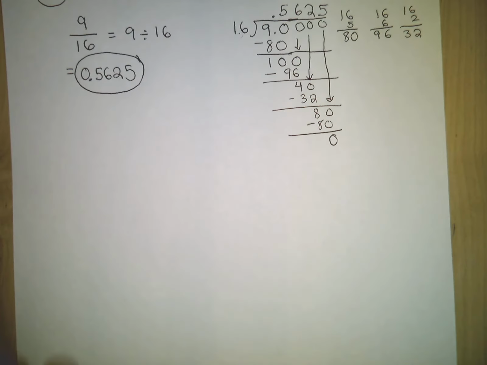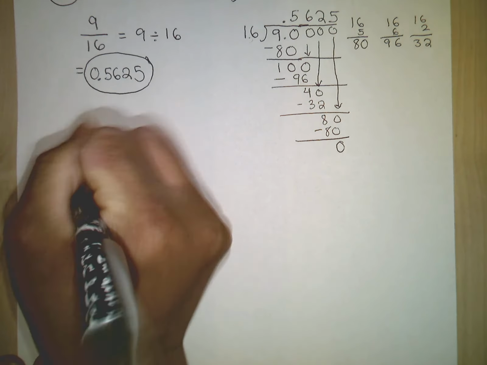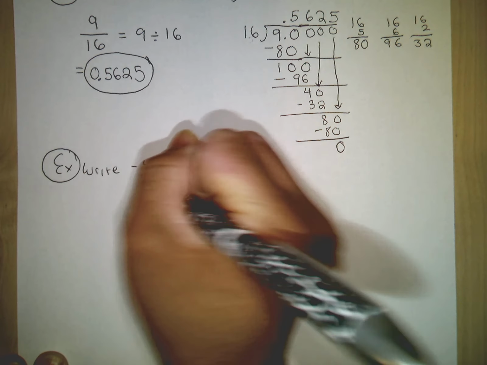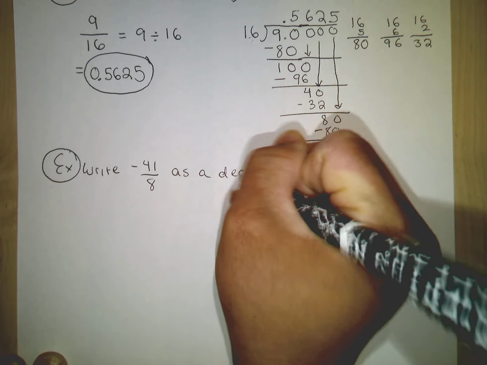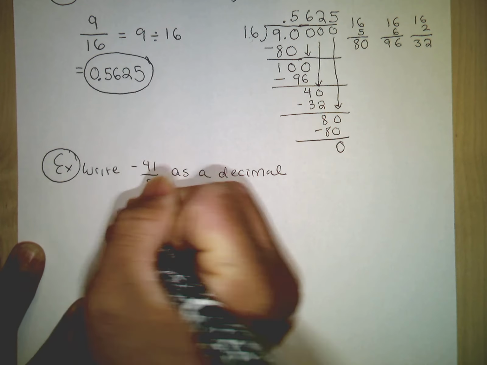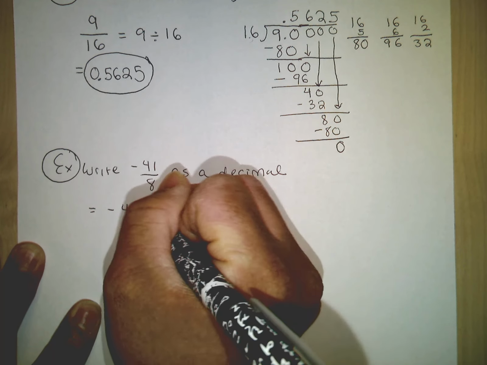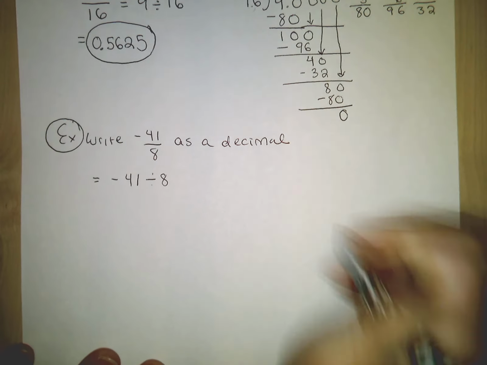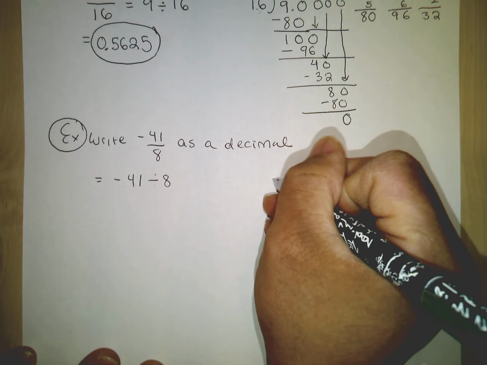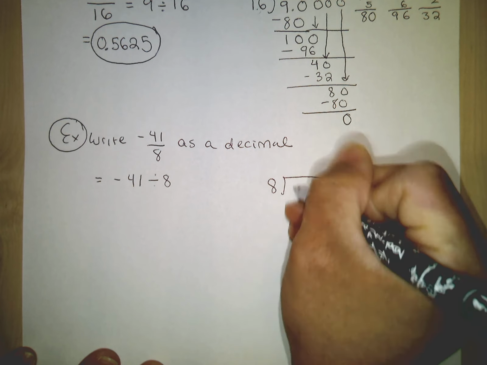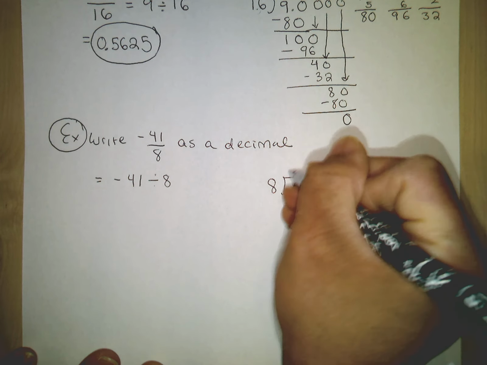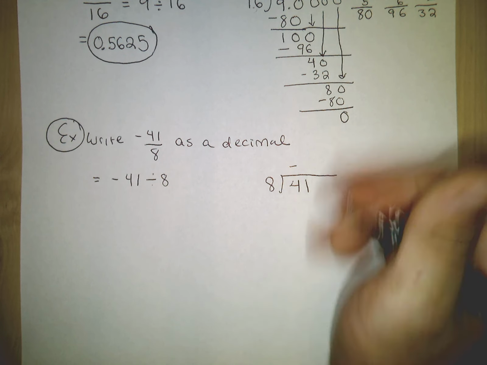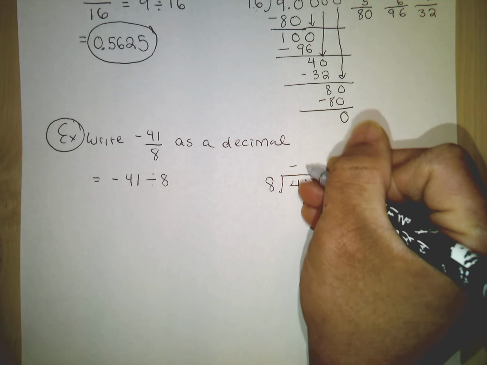Alright, let's try another one here. Write negative 41 over 8 as a decimal. I already know this is going to be negative 41 divided by 8, and whatever I get as my answer from doing the long division of 8 goes into 41 will need to be a negative quotient. So 8 goes into 41 5 times.